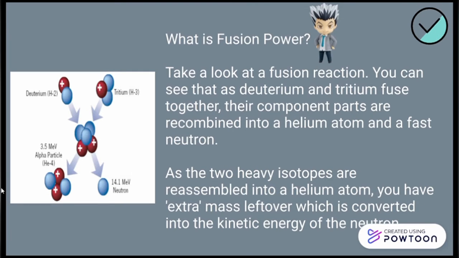What is fusion power? In the picture we can see that as deuterium and tritium fuse together, their component parts are recombined into a helium atom and a fast neutron. As the two heavy isotopes are reassembled into a helium atom, you have extra mass left over, which is converted into the kinetic energy of the neutron.